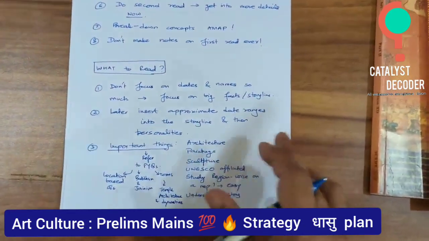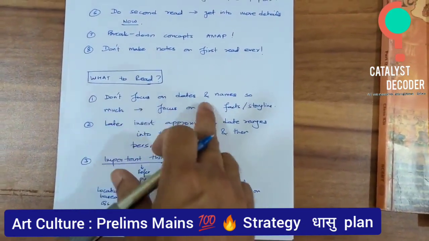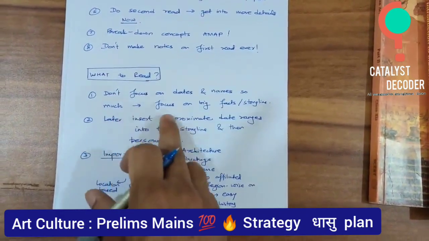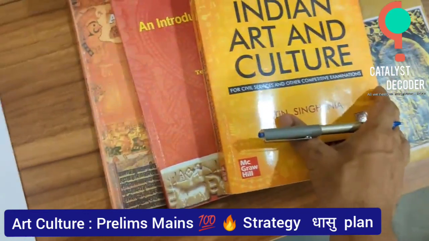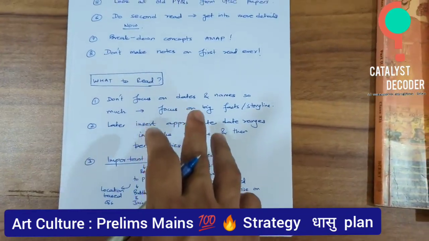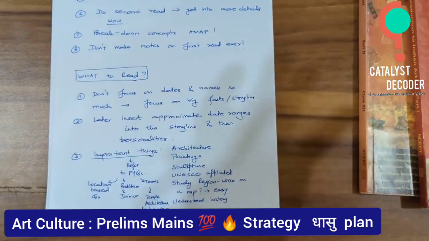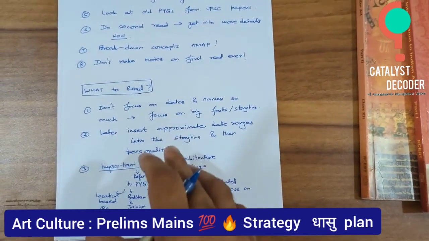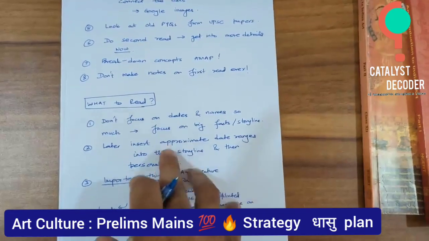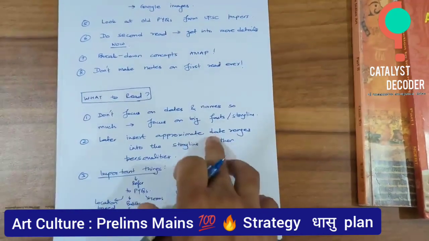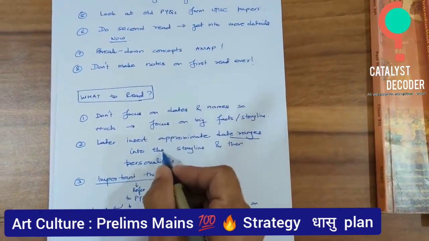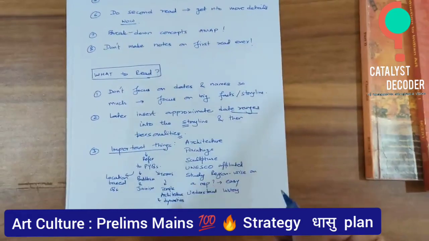what to read. So in the first reading, don't focus on dates and names so much. Focus on big facts and storyline. So whenever you're reading any of these books, don't focus on the facts right away. First understand the storyline. First understand the big facts surrounding that particular reading, and then go into the details later on. And later you insert approximate date ranges into that storyline and also the personalities.